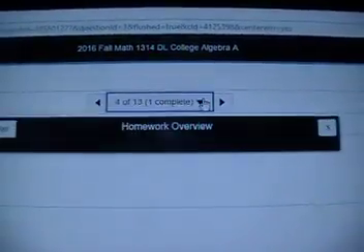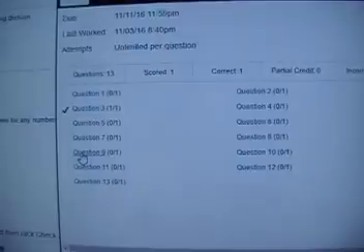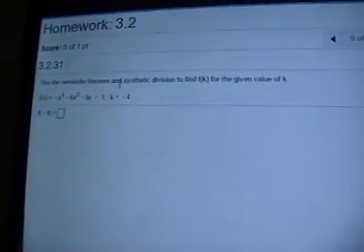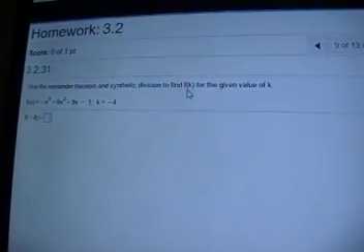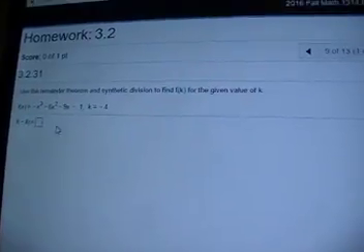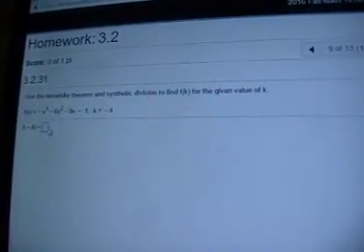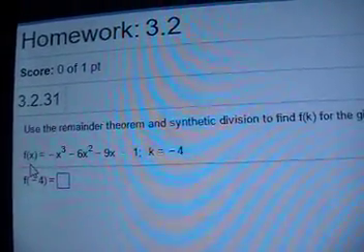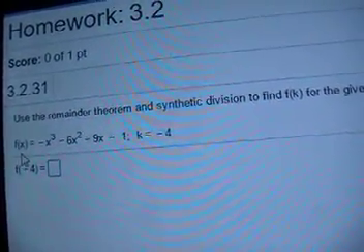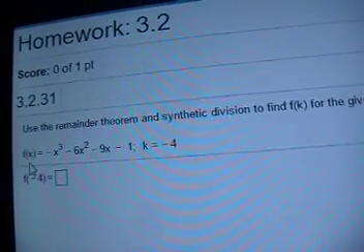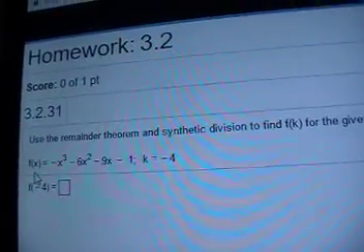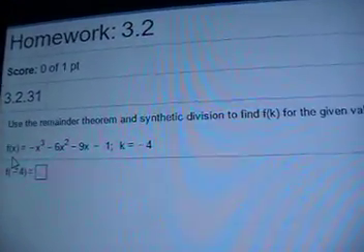If you jump ahead to problem number 9 of the homework of section 3.2, there's a test question like this. Use the remainder theorem and synthetic division to find f of k for the given value of k. So here's what's happening. You can do this one of two ways. We have a function given to us of negative x to the 3rd minus 6x squared minus 9x minus 1. And then k possibly equals negative 4.